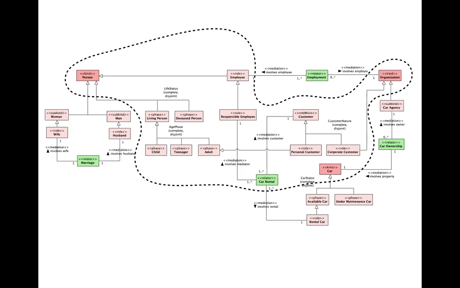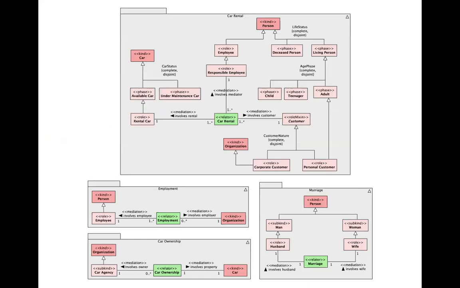And this is what... sorry, there is a mistake here. This should include the rental car as well, the context. So you can take that model and break it down in these 4 different contexts. So you have the car rental, and that's everything you need to understand what a car rental is about, according to that model. You have the employment, you have the car ownership, and you have the marriage. And these packages or these modules, these clusters, take the name of the corresponding relator.